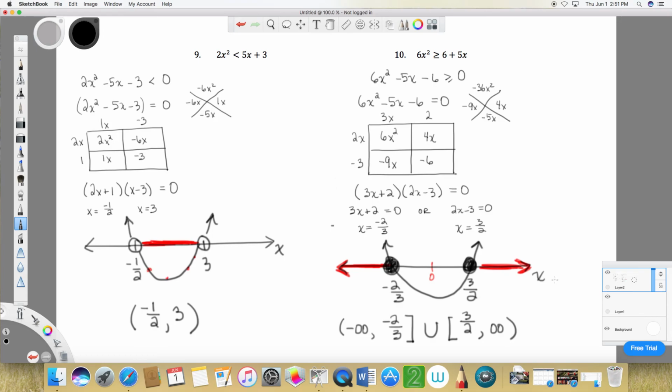There is no largest number. There is no smallest number. Negative infinity and positive infinity are just kind of abstract ideas.